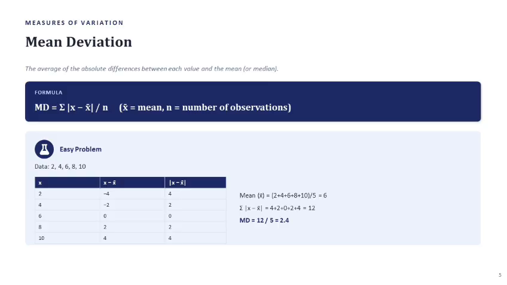Now we have to consider x bar, that is equal to the addition of all numbers in X divided by the total number of items, that is equal to 2 plus 4 plus 6 plus 8 plus 10 divided by 5, which is equal to 6.